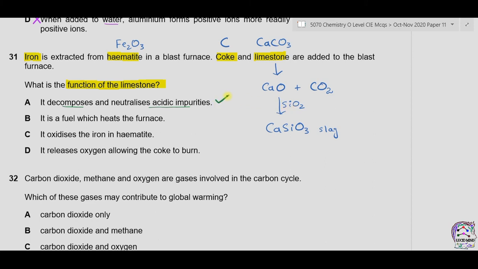so A is correct. B. It is a fuel which heats the furnace. Now calcium carbonate is not a fuel, so B is wrong. C. It oxidizes the iron in hematite. Now calcium carbonate does not react with iron, so C is also incorrect. D. It releases oxygen allowing the coke to burn. Now calcium carbonate produces carbon dioxide instead of oxygen, so D is also wrong. The correct option is therefore A.